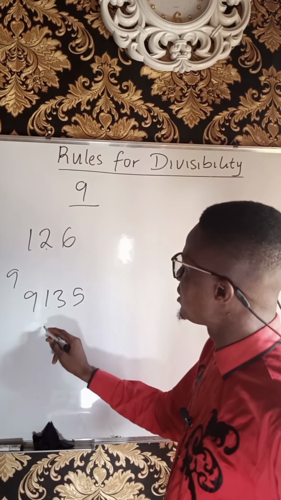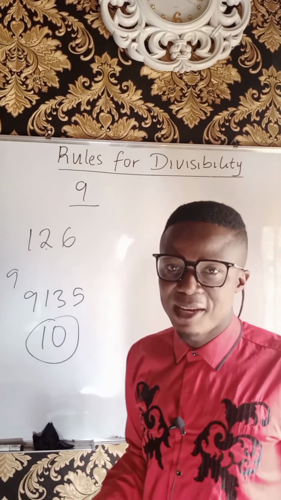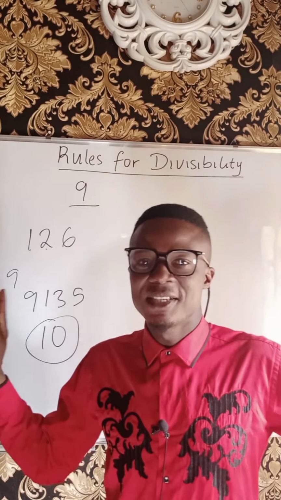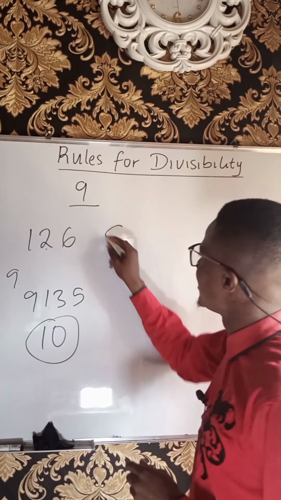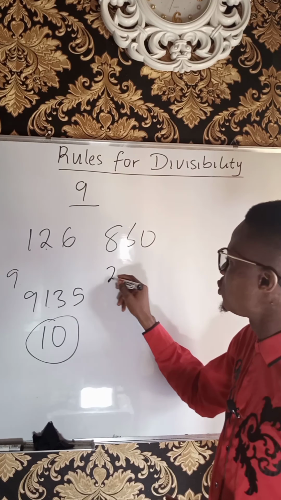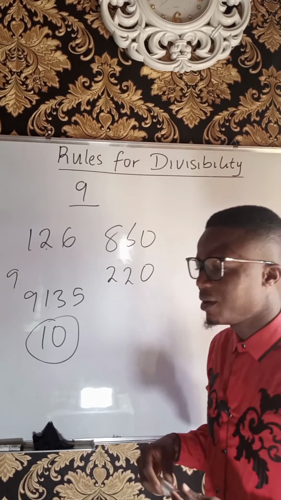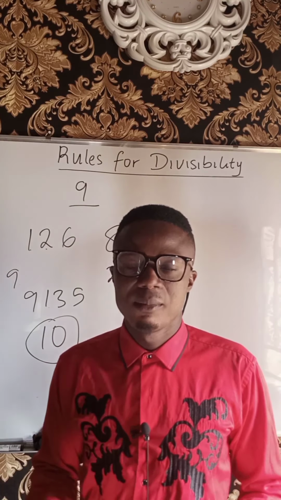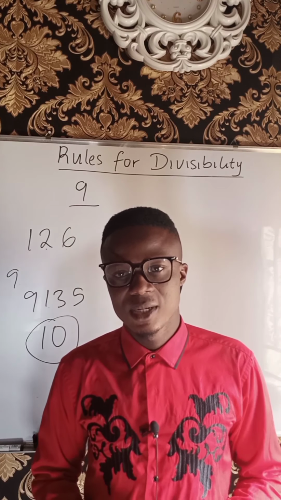Then the last one is the divisibility rule for 10. A number is divisible by 10 if that number ends in 0. That's the only condition. For you to say that a number is divisible by 10, the number must end with 0. For instance, 860 is divisible by 10 because it ends with 0. 220 is divisible by 10 because it ends with 0. So whenever a number ends with 0, that is the only condition for us to say that the number is divisible by 10.